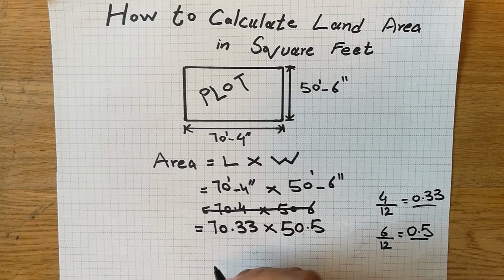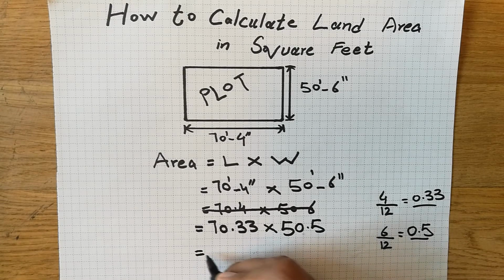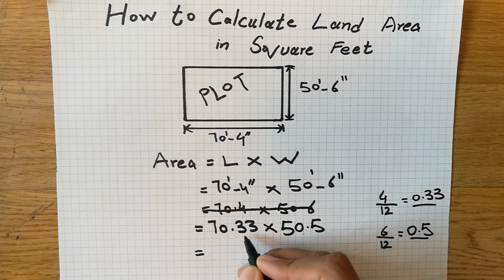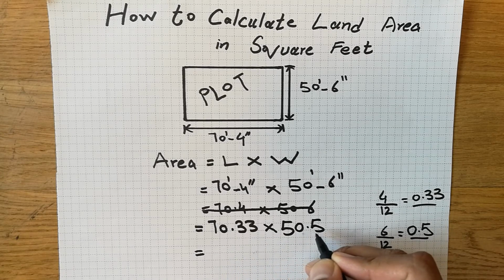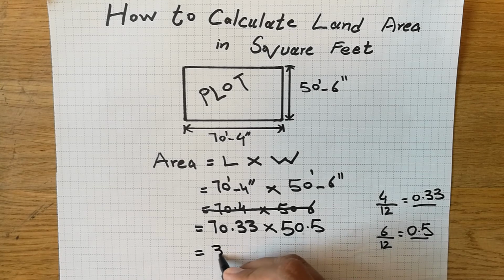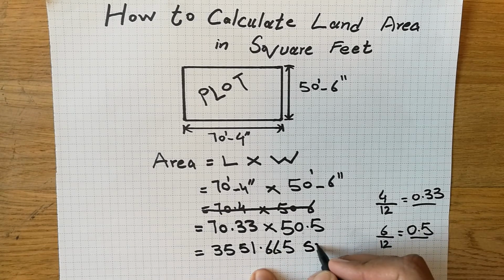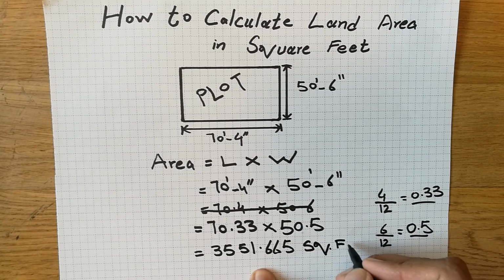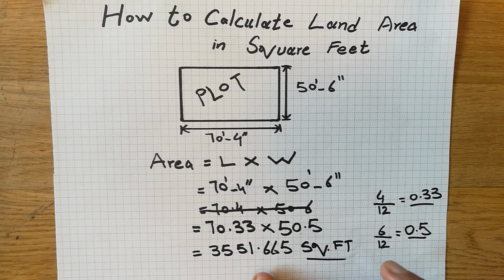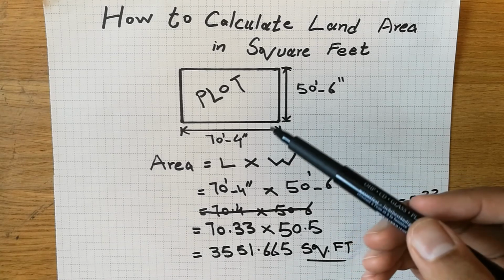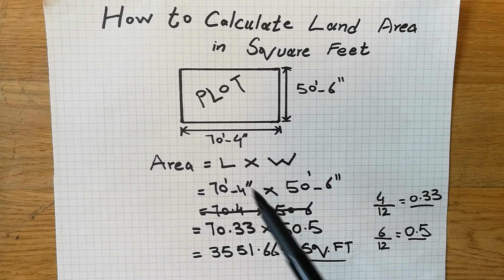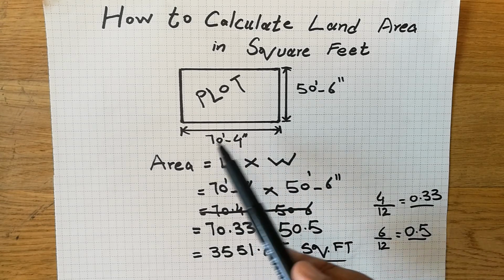We put the numbers into the formula, and when we multiply 70.33 with 50.5, the answer will be 3551.665 square feet guys. Okay, so now we have converted our plot area into square feet by using this formula, which is length multiplied by width.